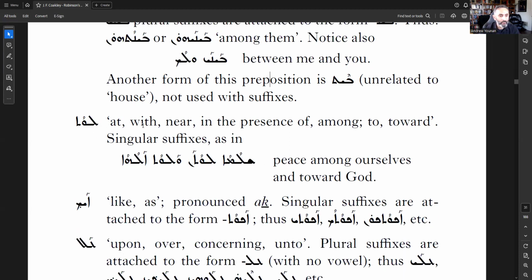Luath: at, with, near. I think toward is probably the best translation of luath, but it can mean all these things. Singular suffix. So luathach, toward you. Shlama luathan wa luath alaha. Peace among ourselves. So peace to us, and to God.